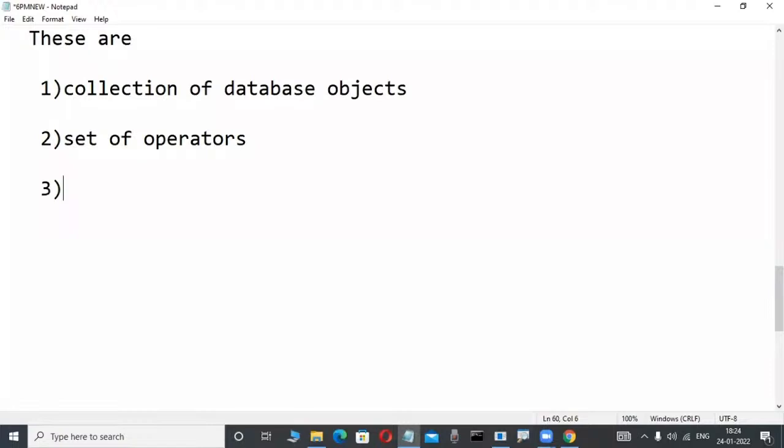Set of operators, also everyone understandable. Maybe equal to, less than, something is there, same like some operators are there. But unfortunately the third one is most powerful. This is a key concept. So many fellows don't know this.